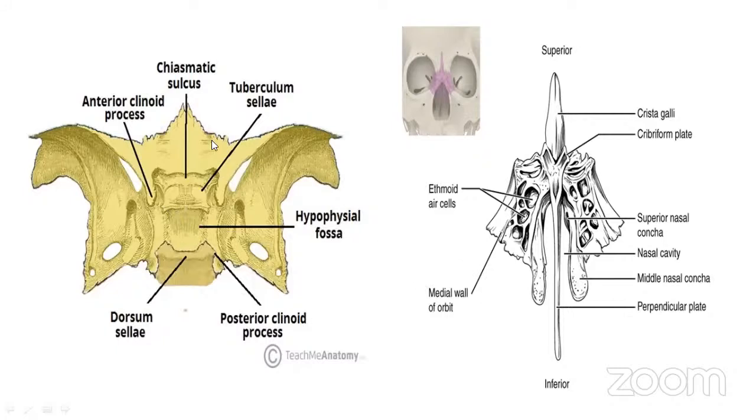This is the ethmoid bone, which forms the medial part of the anterior cranial fossa. The ethmoid bone has the perpendicular plate and the lateral plate. The perpendicular plate forms the roof of the nasal cavity, and the lateral plate separates the orbital cavity from the nasal cavity.